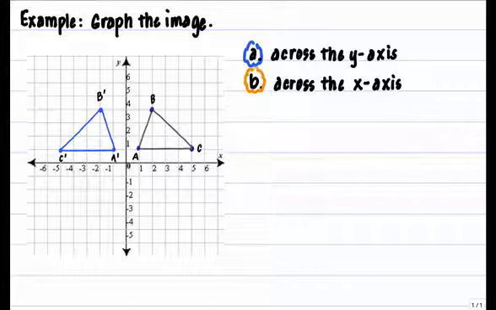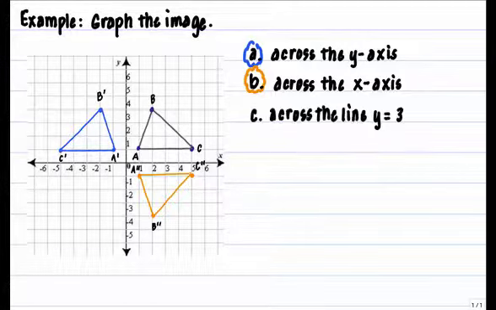Now we'll graph the triangle across the x-axis. Again, I'm going to graph each point individually. I'm labeling them A double prime, B double prime, and C double prime, so that they're differentiated from our blue triangle. Then I'll connect my vertices. The orange triangle represents the reflection of the original triangle across the x-axis.